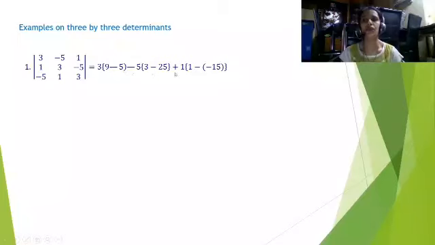Then plus 1 into this determinant, so it is 1 minus minus 15. So that is 12 plus 110 plus 16, that is 114. Okay.